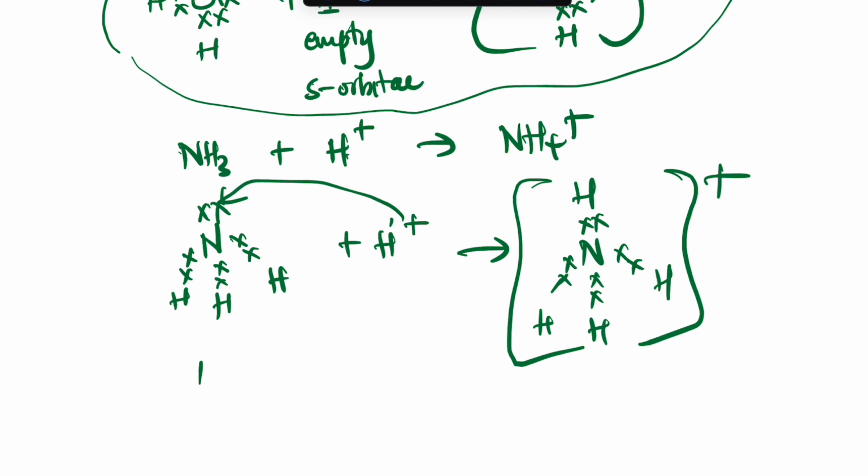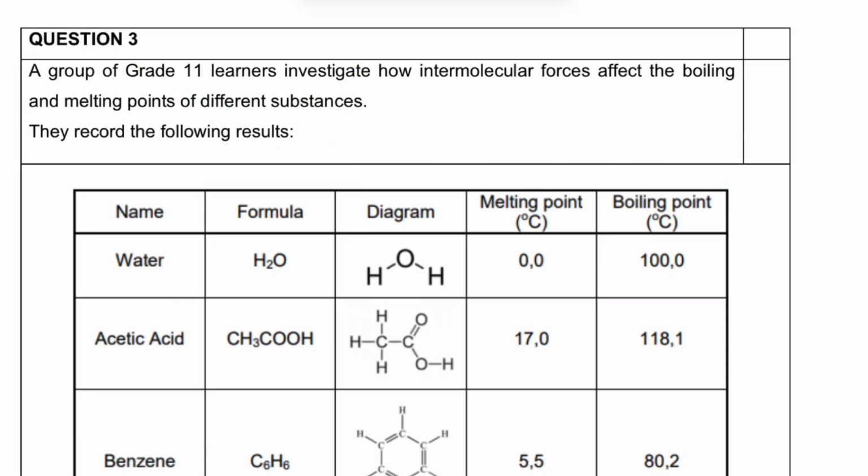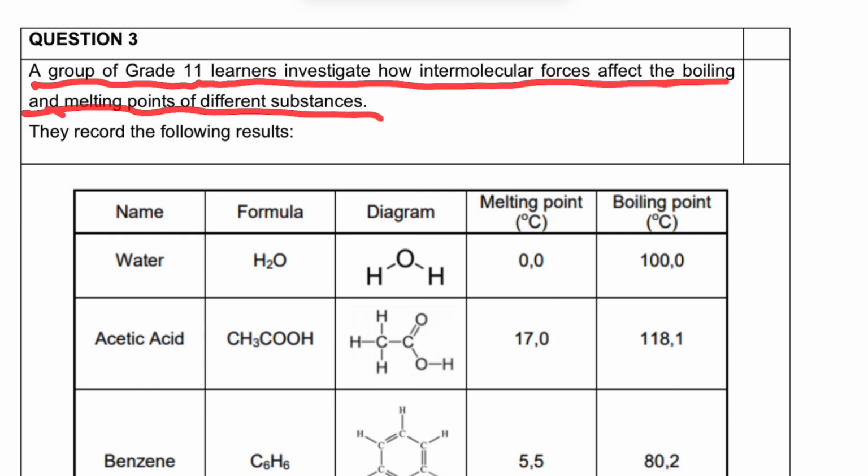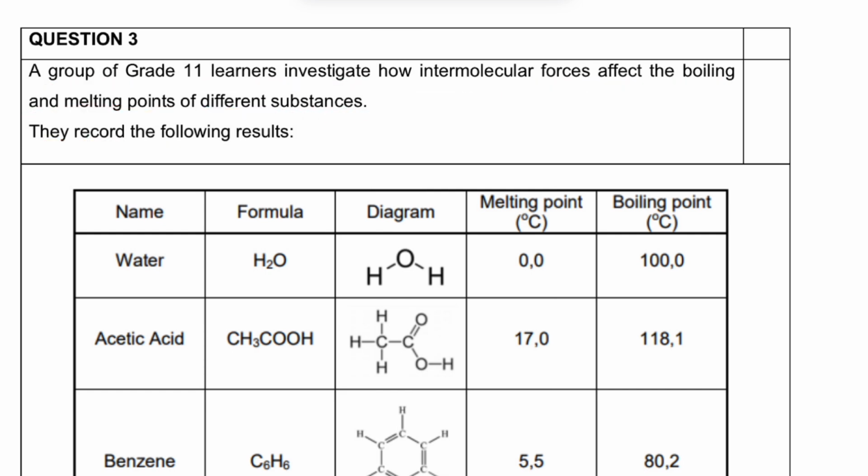Let's go to the next question. Question 3, the one that involves the intermolecular forces and the shapes and everything. Now it says, a group of grade 11 learners investigate how the intermolecular forces affect the boiling point of different substances. They recorded the following results.